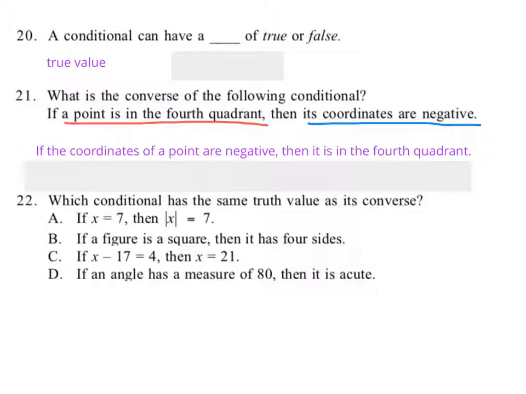If a figure is a square, then it has 4 sides. That's true, but it doesn't mean that if a figure has 4 sides, then it is a square. It could be a trapezoid or some other thing. That's not true.